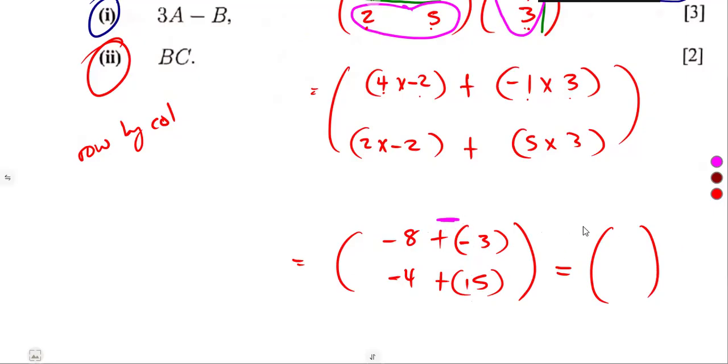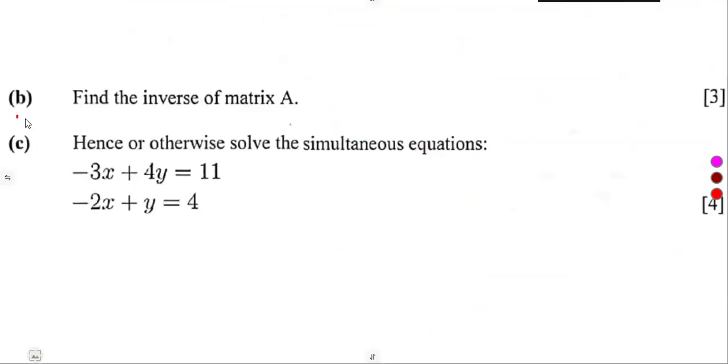So that's minus 8 minus 3. Remember, we have combined this. So it's now minus 8 minus 3, which is minus 11. Then here, minus 4 plus 15, that was going to be what? Positive 11. So we're done, just like that. Then find the inverse of matrix A on the part B.